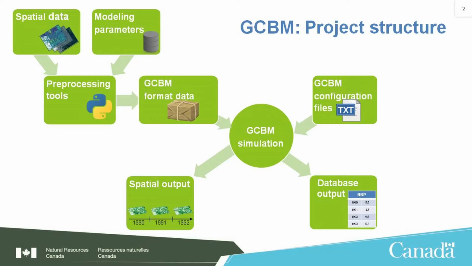The user starts off with their spatial data, including their forest inventory and disturbances, and this is combined with a database of non-spatial modeling parameters, including their growth curves and disturbance matrices. These are combined and processed with a set of Python-based pre-processing tools to put everything into a GCBM readable format. And that, along with the GCBM configuration files in .json or JSON format, goes into a GCBM simulation. The simulation produces a set of spatial outputs as well as SQL database output.